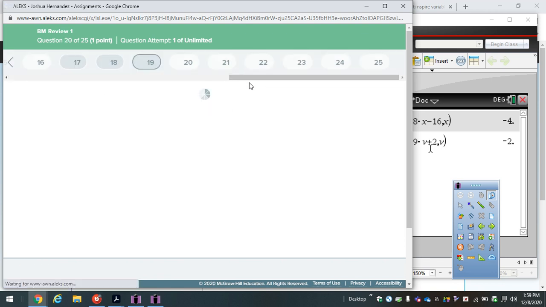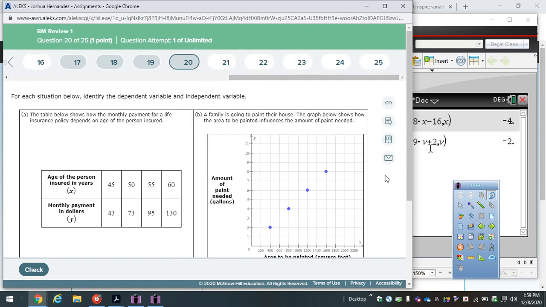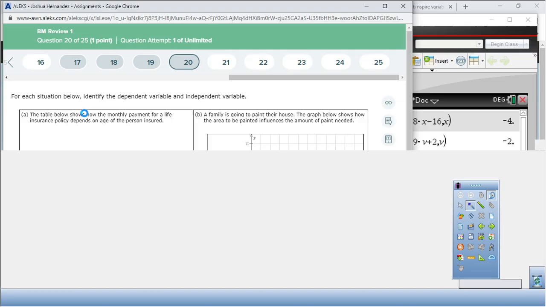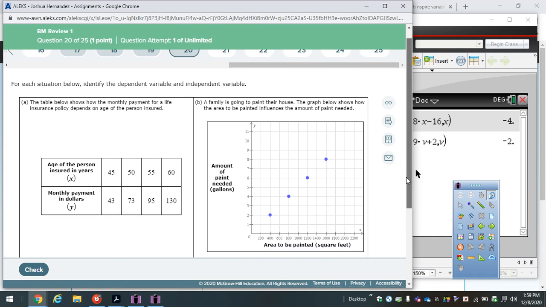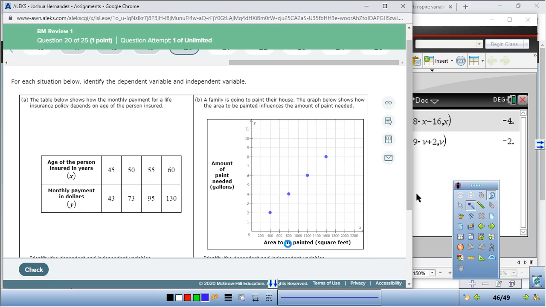20, almost done. Okay, this is not too bad. I guess find the independent, right? Independent variables. Independent is your x values. Area to be painted.